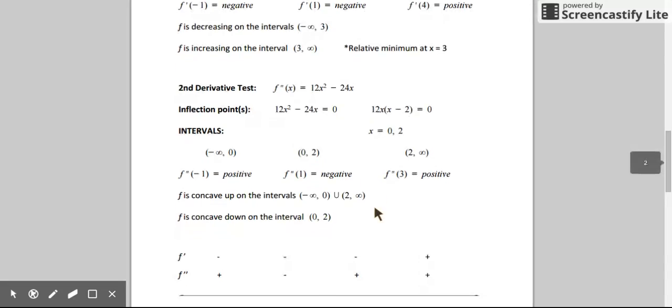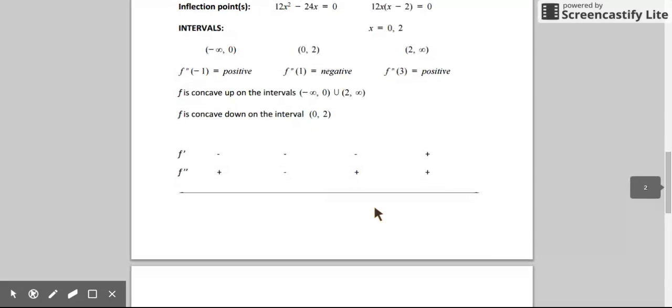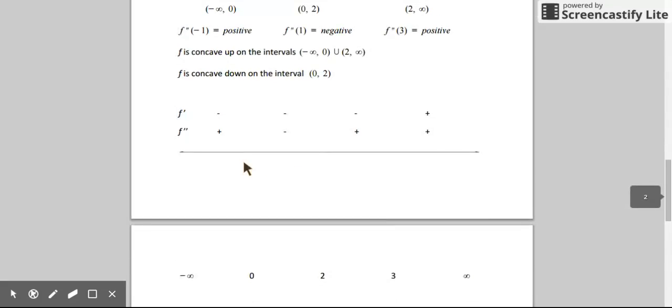So let's combine all of that information into one visual. I like to use a little number line. I'm going to combine my intervals. So using my critical points and my inflection points, I'm going to set up all of these intervals. So from negative infinity to 0, from 0 to 2, from 2 to 3, and from 3 to positive infinity. And then I'm going to describe all of the information that I found from my tests.